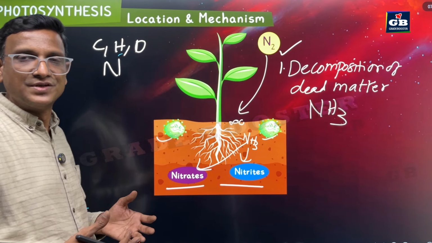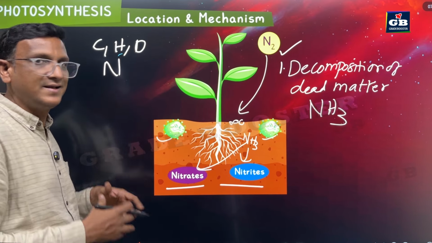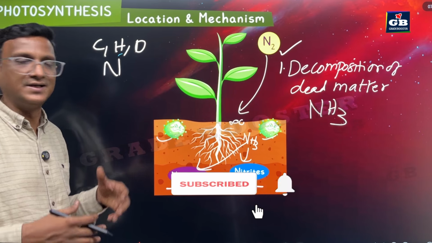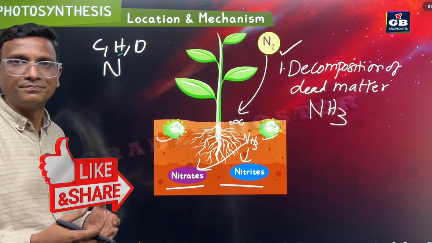So right, children, we have seen the mechanism of photosynthesis and how plants get the nitrogen. This is all about the autotrophic nutrition, that is nutrition in plants, how they make their own food.